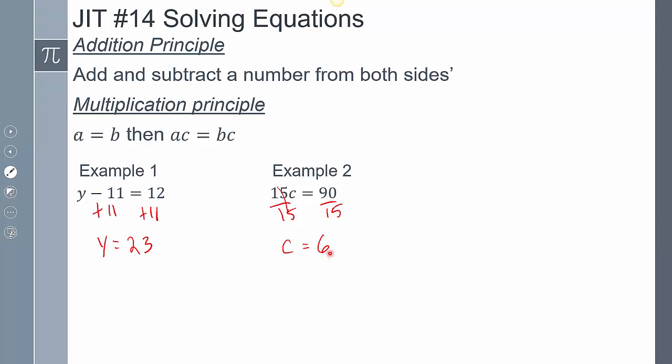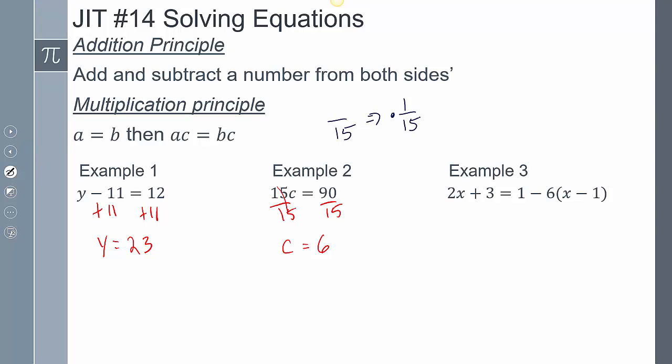And so I get c equals 6. Now you're probably wondering, wait a minute, I didn't talk about a division principle. Well, division and multiplication are very similar, because if I say divide by 15, that's the same as multiply by 1 over 15, right? Those are the same thing. And so that's why I can divide both sides by a number. And so 90 divided by 15 gives me c equals 6.